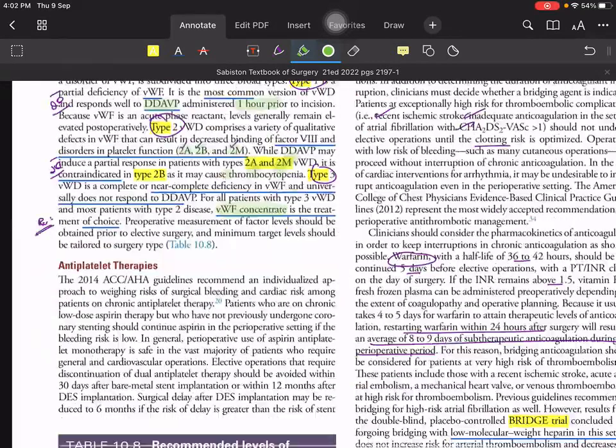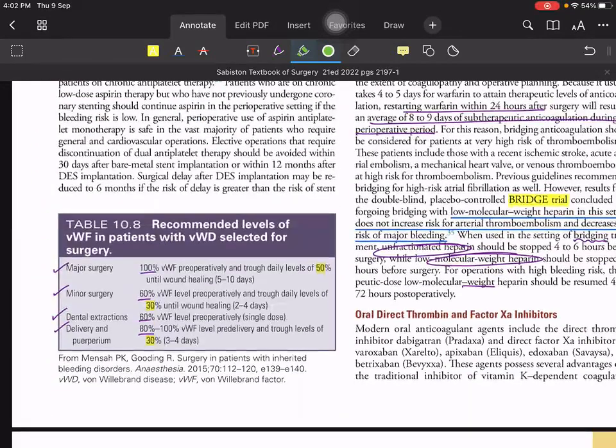Another important MCQ: recommended levels of von Willebrand factor in patients with von Willebrand disease selected for surgery. For major surgery, you give 100% von Willebrand factor preoperatively, then daily levels of 50% until wound healing, which means 5 to 10 days. In minor surgery, 60% preoperatively and 30% until wound healing.